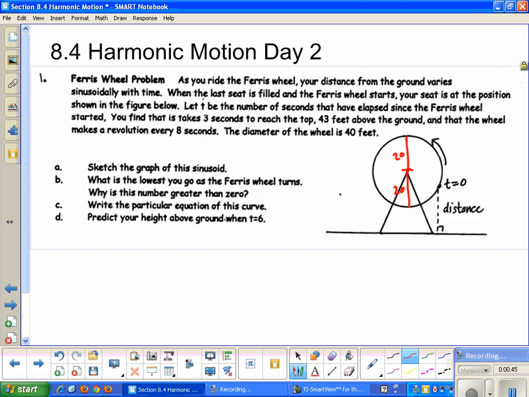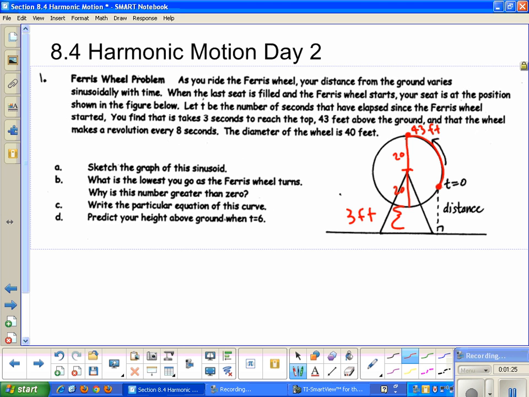It also says that the tallest point on our Ferris wheel is 43 feet above ground. If it's 43 feet above ground and the diameter is 40 feet, that means that we are 3 feet above ground right here. Also, we don't know where my car seat is at t equals 0, because it just tells us that after 3 seconds we're at the top, but we don't know where we're at t equals 0.